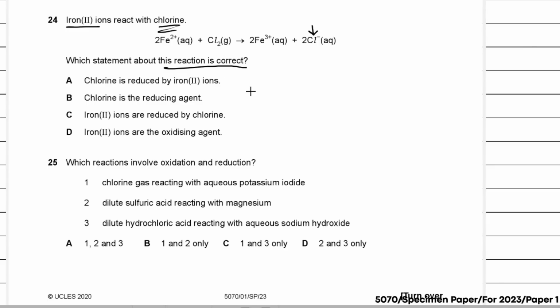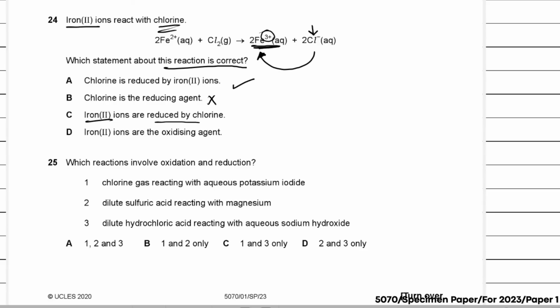So we can see chlorine is gaining an electron. So yes, chlorine is definitely getting reduced by the iron 2, and iron 2 is getting oxidized since it's losing an electron. Chlorine is a reducing agent? If chlorine is reducing itself, that means it's not a reducing agent, because a reducing agent will reduce something else, but it's going to be oxidized itself. But chlorine never reduced iron. Iron was oxidized. That means this is not going to be an answer.